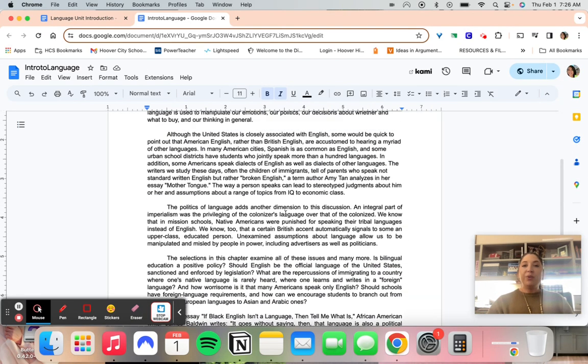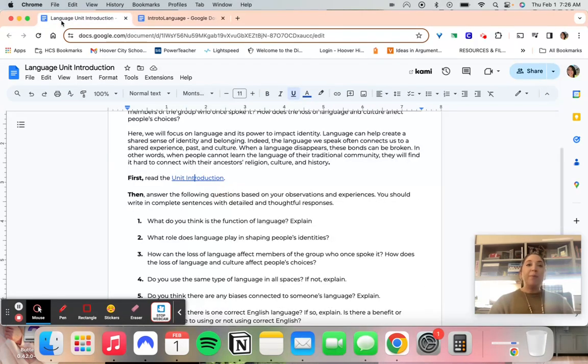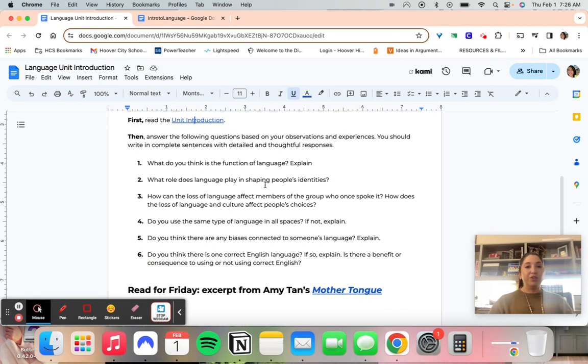And so you are going to read through this and start to think about what are things that you have never really thought about when it comes to language? What are things that you find very interesting or inspiring, or questions that you have? And then you're going to jump back over to this document that we were just on and answer some questions.